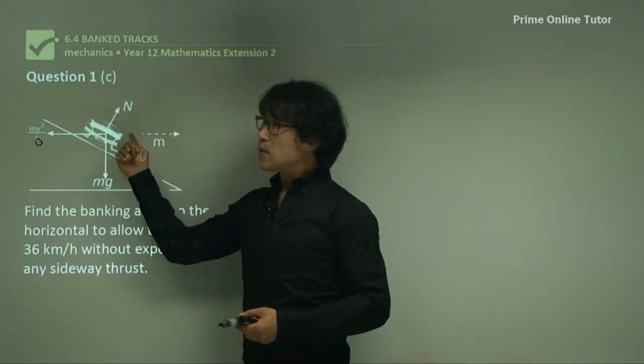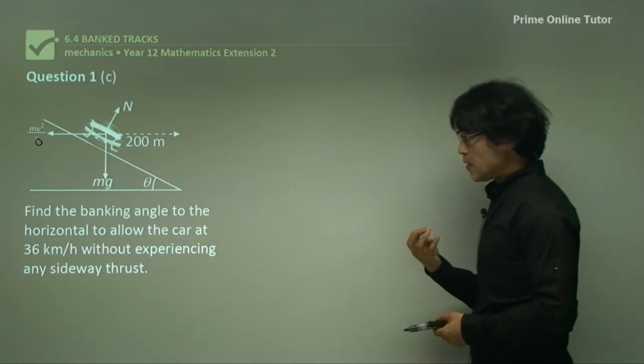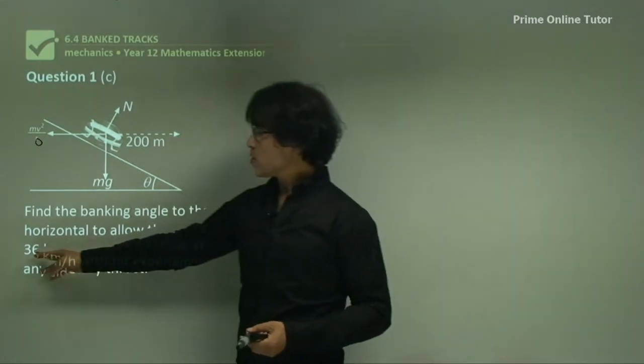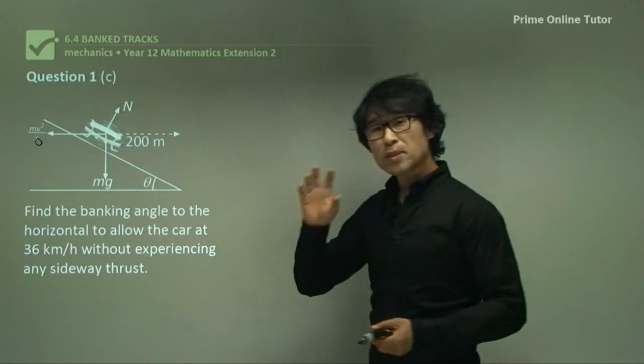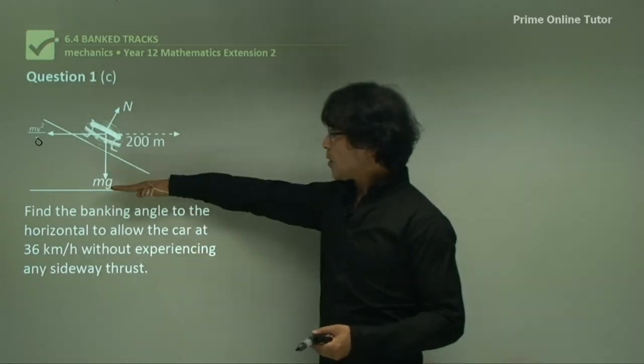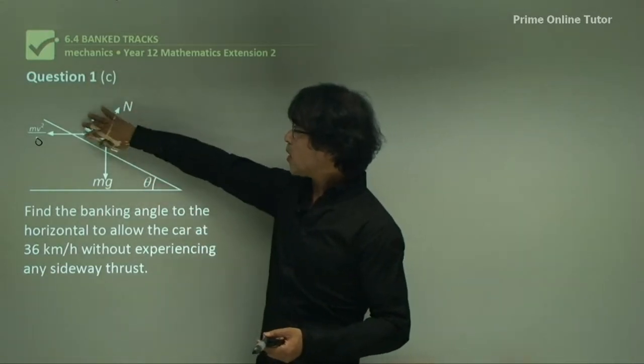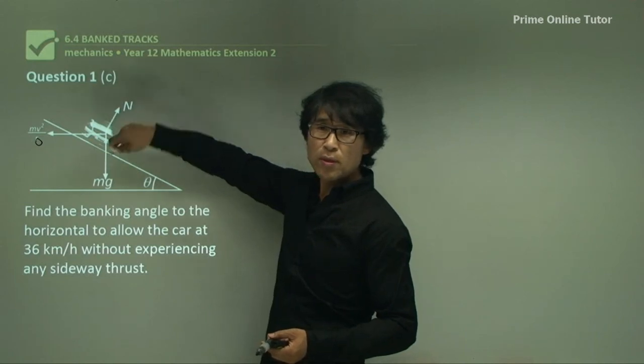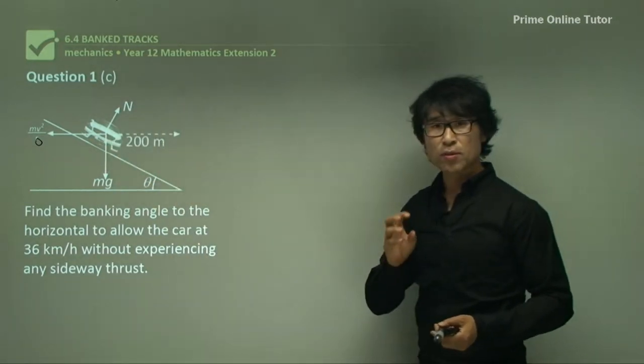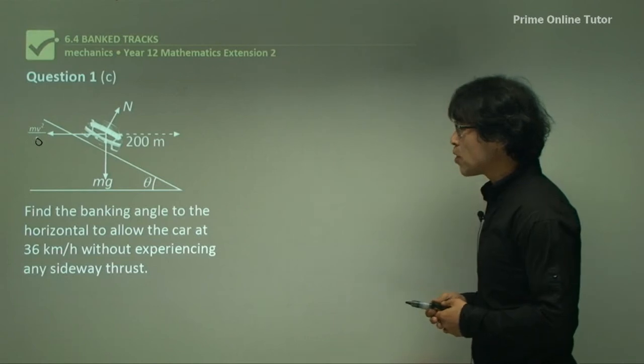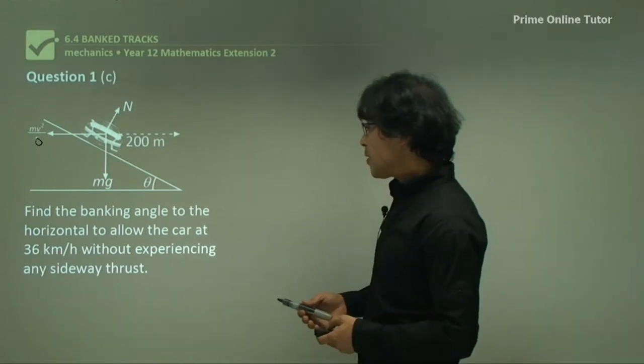The car is getting faster and faster, but still 36 kilometers an hour. There must be some particular angle which makes this car have no friction force at all. So in this case, friction force equals 0. That's what we are going to find out.